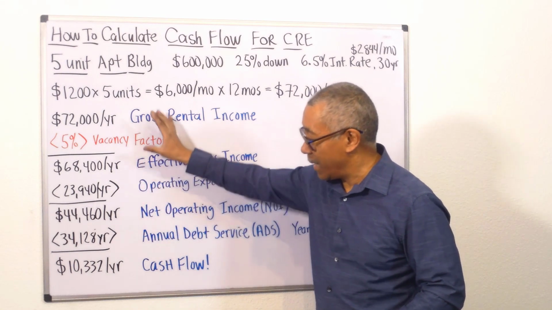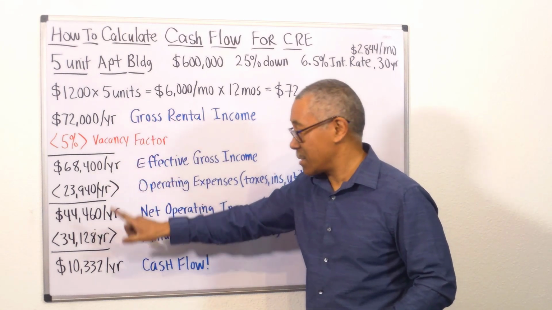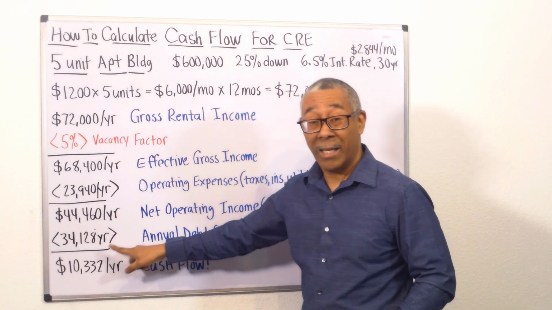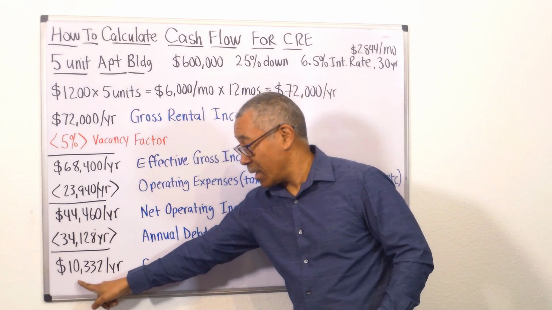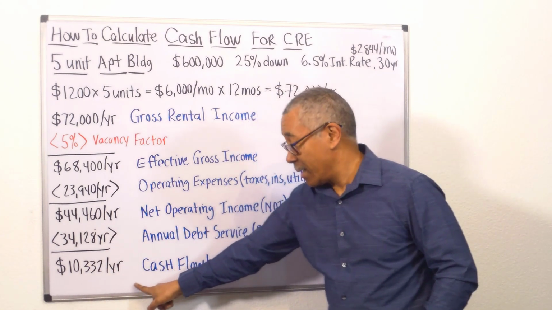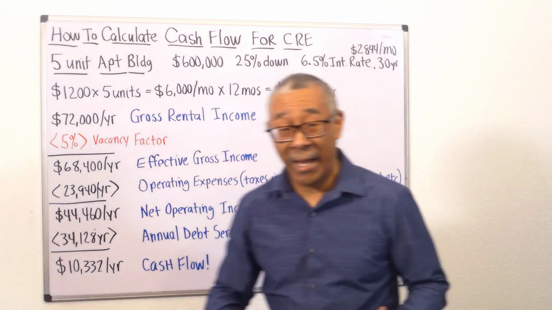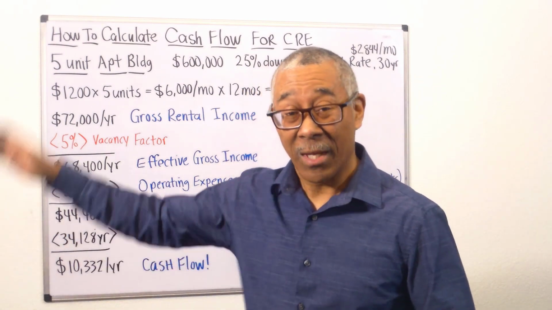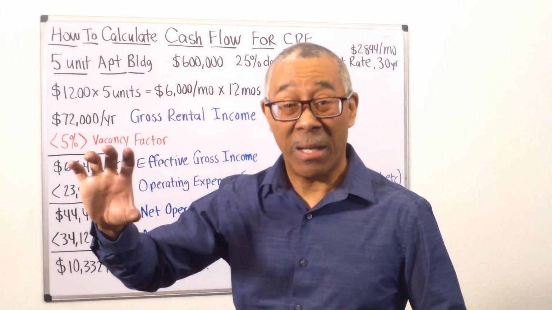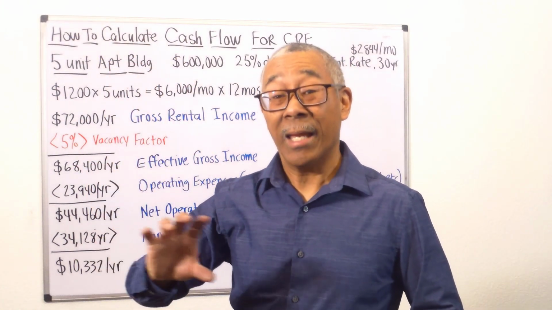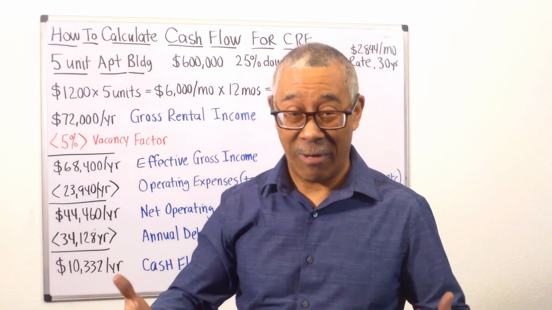So I take my income minus expenses minus my mortgage equals my cash flow, okay, of $10,332. That is how you calculate cash flow on a commercial property. Got it? Income minus expenses minus your mortgage equals cash flow. All right, there you go.